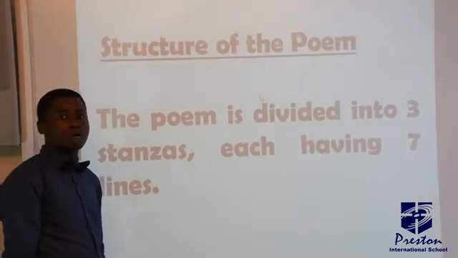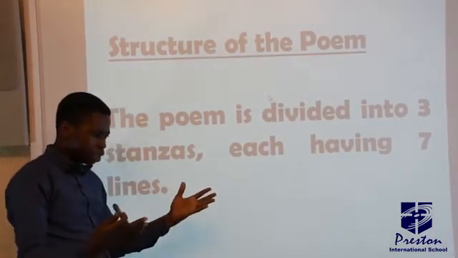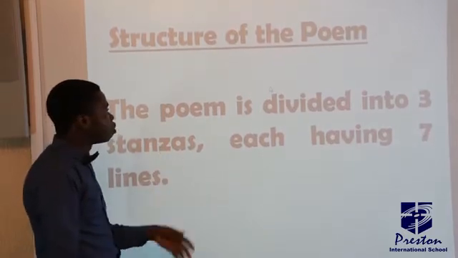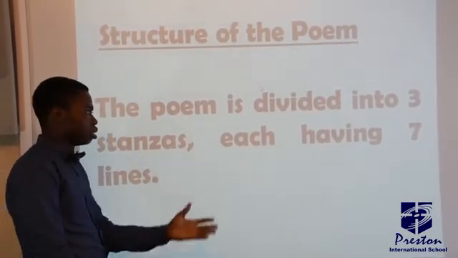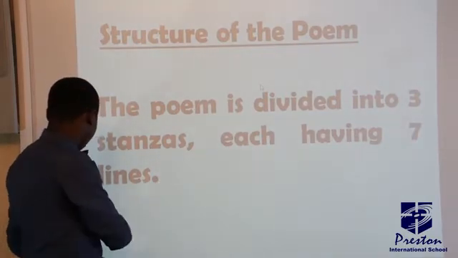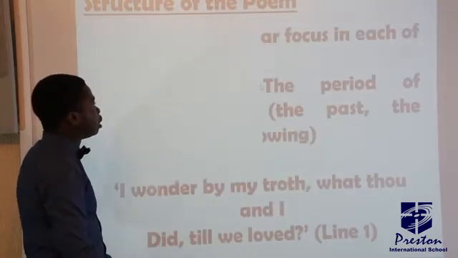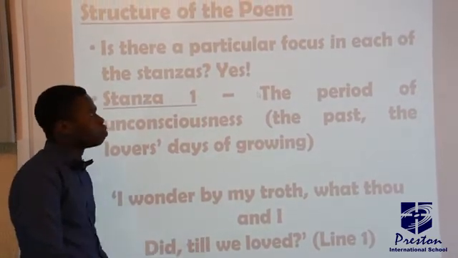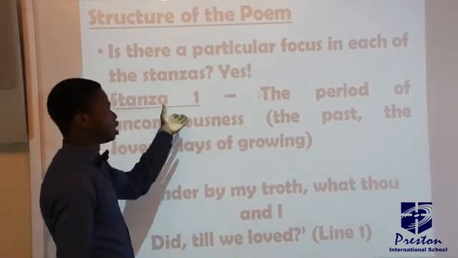All right, now let's come back to the structure of The Good Morrow by John Donne. Remember, when we talk about the structure of a poem, you're expected to think of what happens in the lines and the stanzas. One very important thing about this poem is that it's divided into 3 stanzas, each of the stanzas having 7 lines, and that means we have a total of 21 lines in the poem. Another thing is that when looking at the structure of the poem, do we have a particular focus in each of the stanzas? Look at stanza 1, for instance.